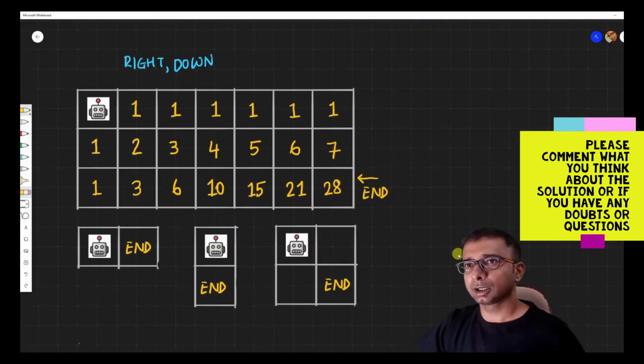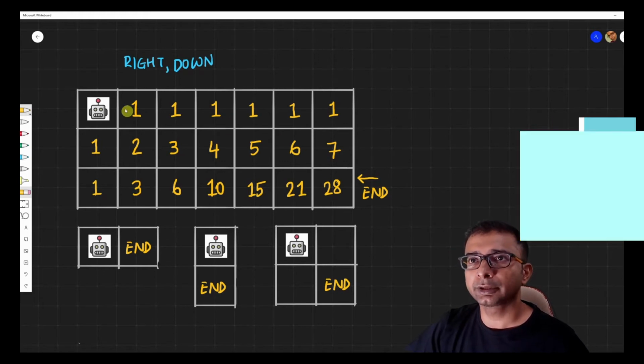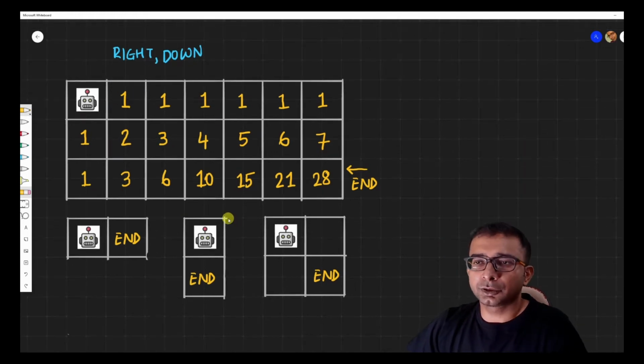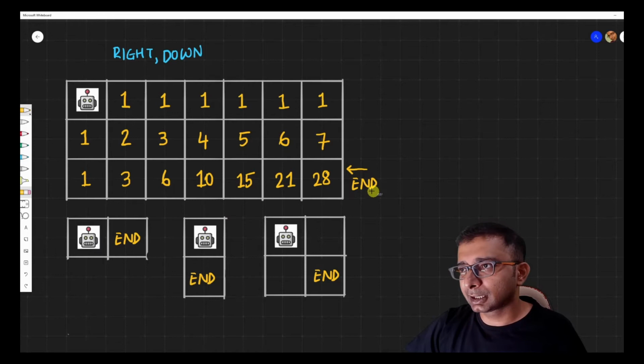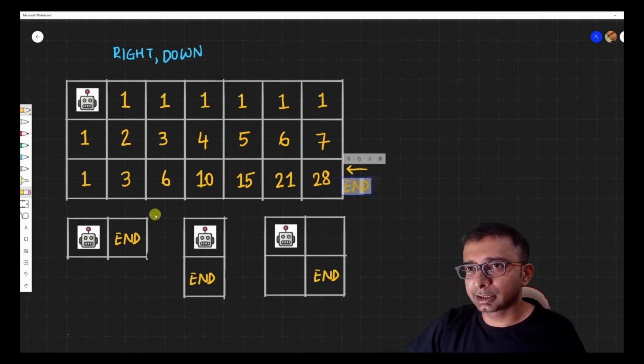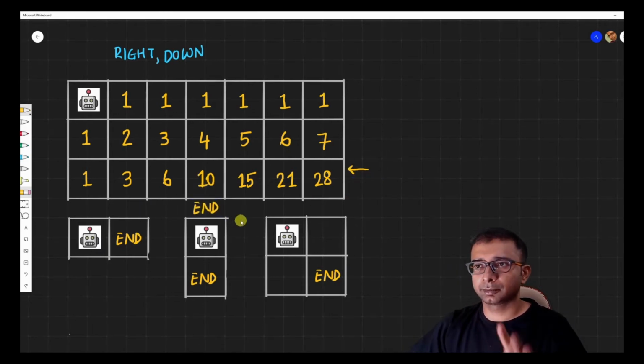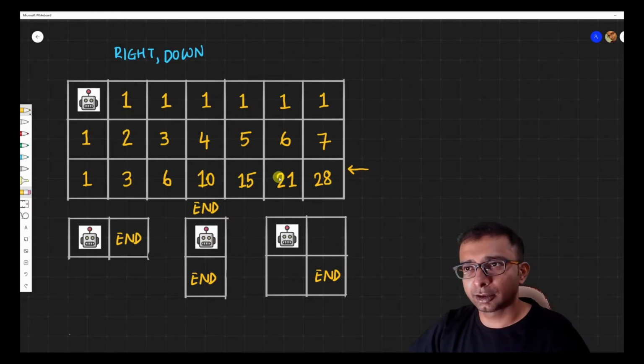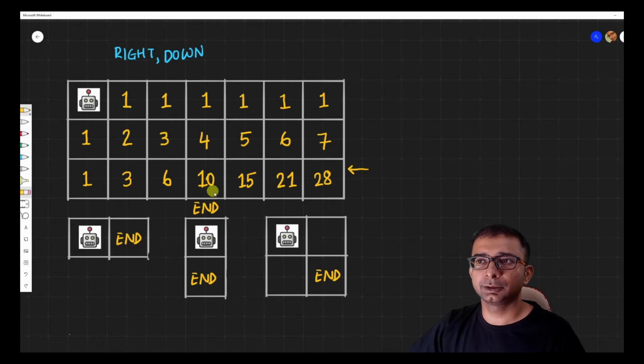So why do we call it dynamic programming? Because we are solving all the subproblems over here. So just imagine, instead of telling you that this is your end, if somebody comes and tells you this is where your robot should end, you know there are 10 ways to reach it. So for every cell you know the answer, right? That's why we call it dynamic programming.